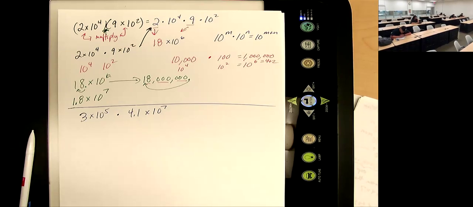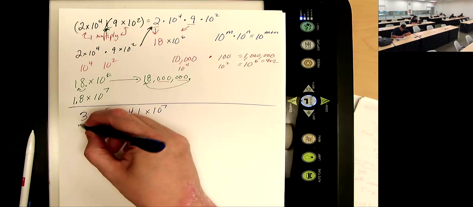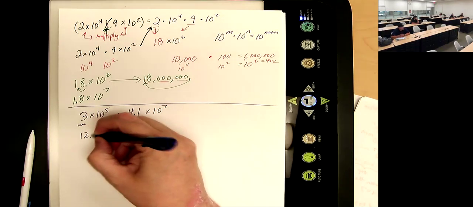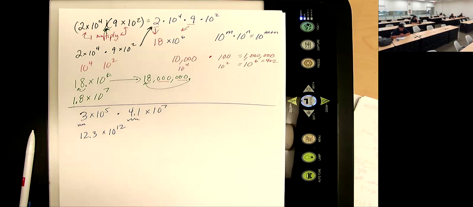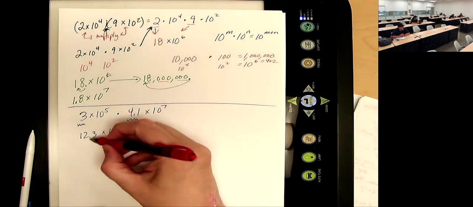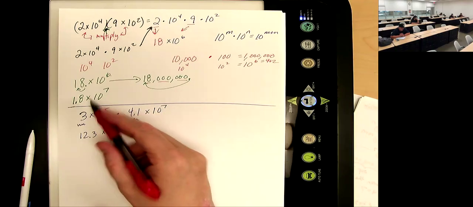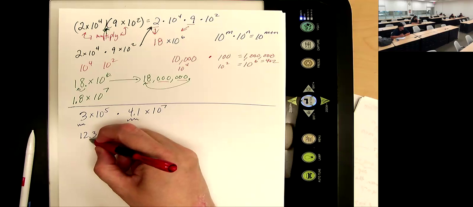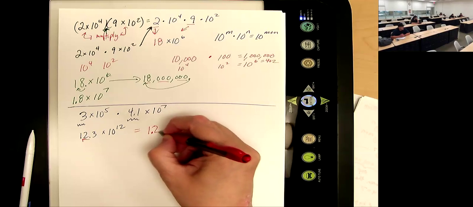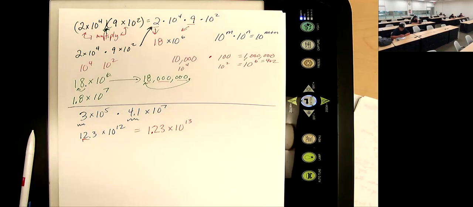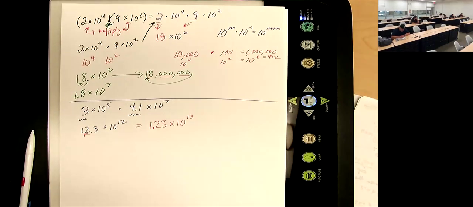All right. So the 3 times the 4.1 should give you 12.3. And on that one, you can add the exponents and get 10 to the 12th. And then we don't want to end with two digits in front. So just like happened with the 18 going to 1.8, when we take a big number and make it smaller, we add to the exponent. This should be 1.23 times 10 to the 13th power. Did everyone get that?